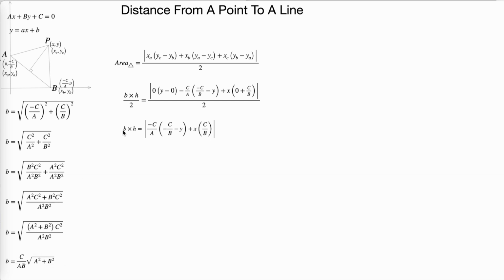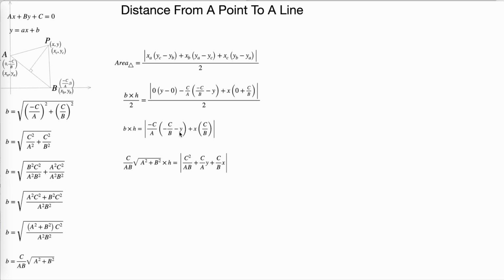That's the base. Replace the base in this formula with this. We have c over ab times the square root of a squared plus b squared times h is equal to the absolute value of this negative c over a comes in, multiplies this negative c over b, giving us positive c squared over ab.